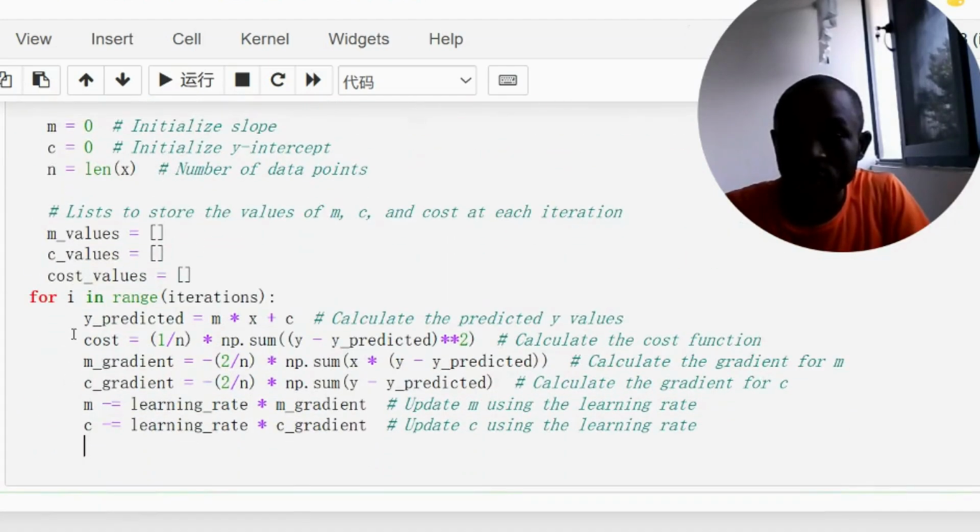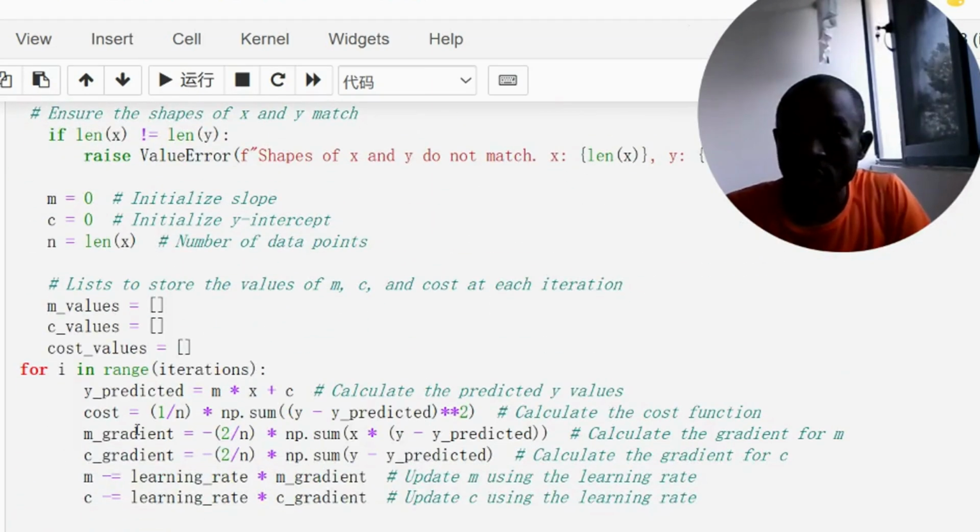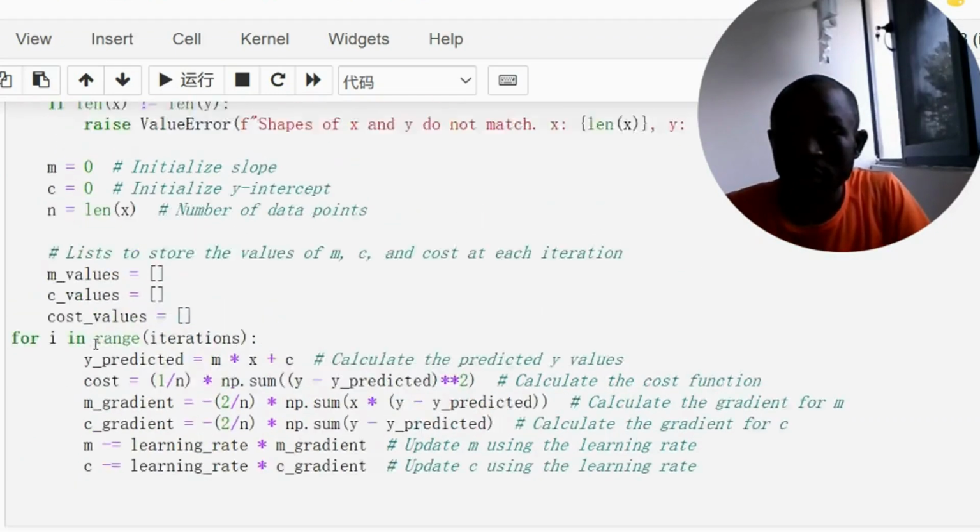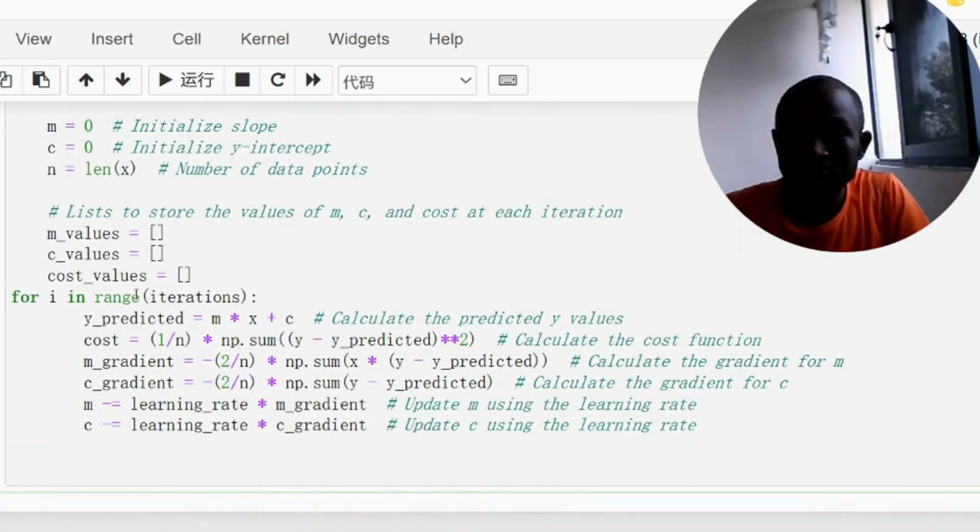We say that word for i. We write our for loop, bring it back. Voila. We write our for loop for i in the range of iteration. y_predict is equal to what? This is our formula. We calculate the predicted y value. Are we there? So we mention the formula over there with the cost.